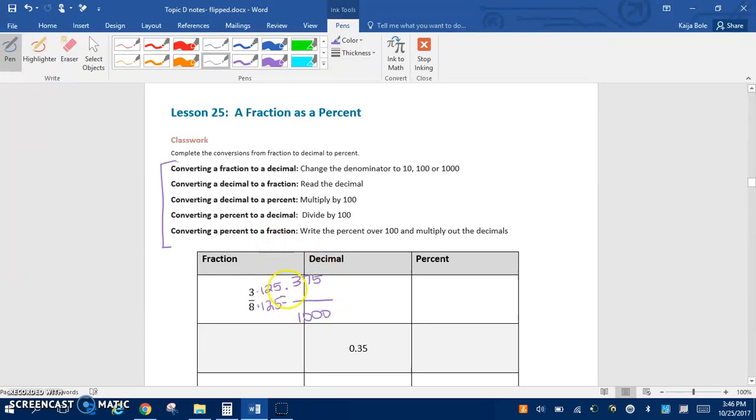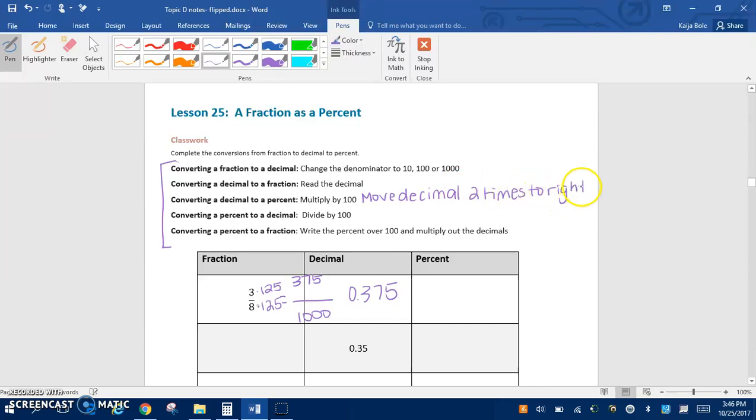Now we need to put that as a decimal. So that's 375 thousandths, so that would be 0.375, right? As a percent, if you look up here, converting a decimal to a percent, it says to multiply by 100. And if you remember the little trick, if you're multiplying by 100, that means you move the decimal 2 times to the right.